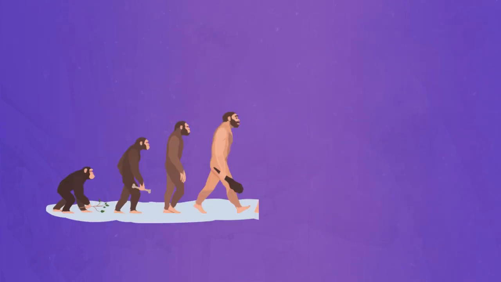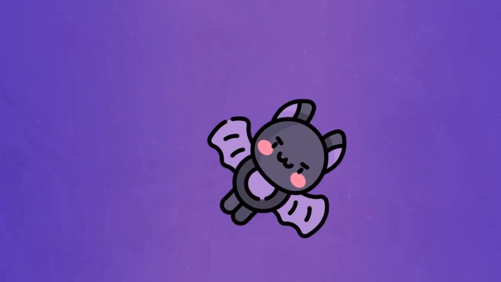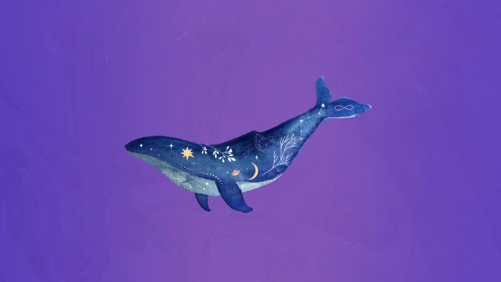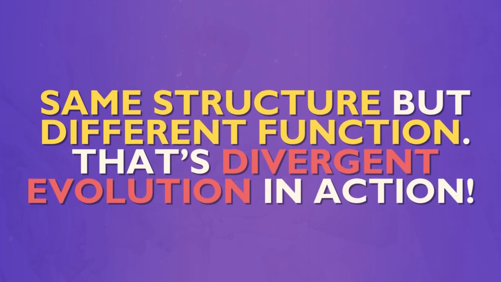In humans, it is used for grasping and tool use. In bats, it is stretched into wings for flying. And in whales, it is modified into flippers for swimming. Same structure, but different function. That's divergent evolution in action.